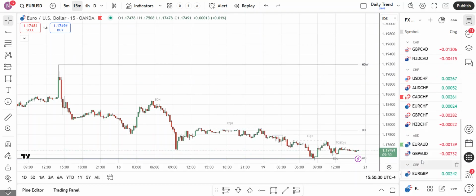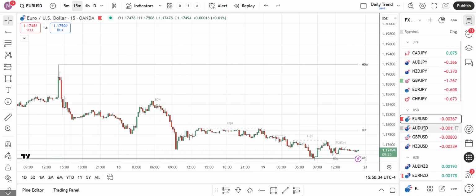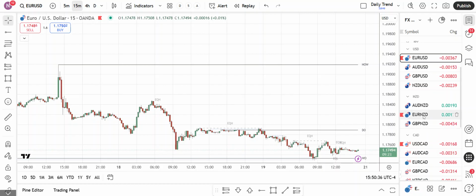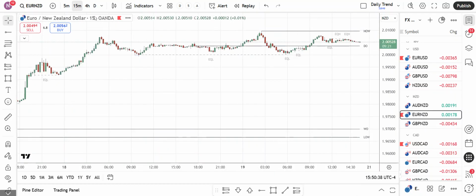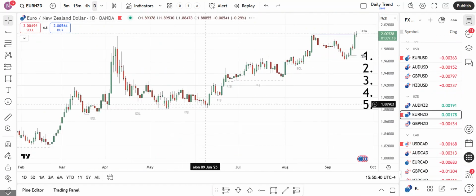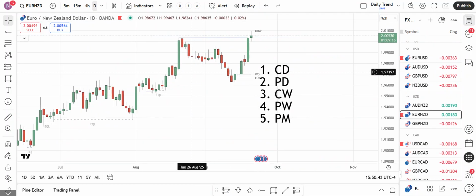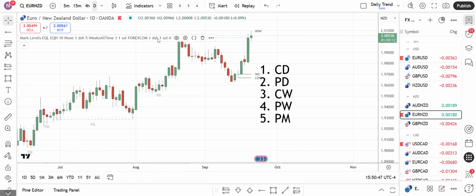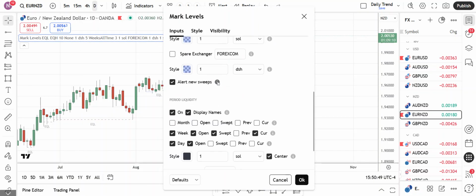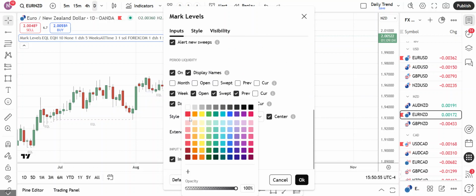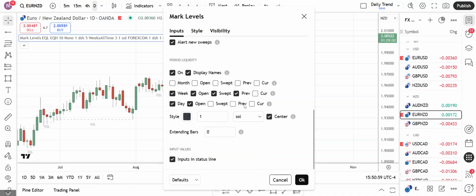Let's go back to Euro New Zealand and see what our next to last one is. Let's see here. I want to say it was the prior week, but let's see. Yep, prior week. So I'm going to go to mark levels, go to my settings, and if I only want to trade on prior week, I'm just going to click prior week. I don't need the current one. The style's still the same.